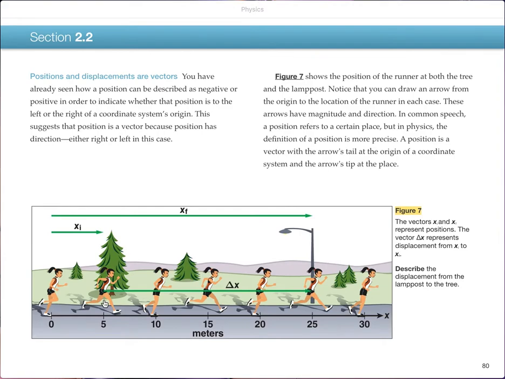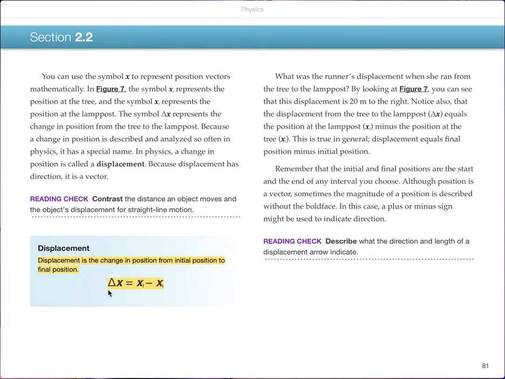Displacement is defined as a change in position. So they went from 5 to 25. The change in their position, or delta x, is 20, or the length of the arrow from 5 to 25. So you see, like the time, it's simply the difference.